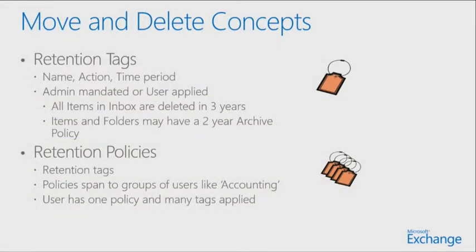What's a retention tag? So this is the name, the action, the time period, admin mandated or user applied. So a user can apply their own retention tags that they've been given permissions to. Items and folders may have a 2-year archive policy. So if you're enabled for archiving, you can set that to clean out your mailbox after 2 years or as soon as 3 months or 2 months. We'll see that momentarily.